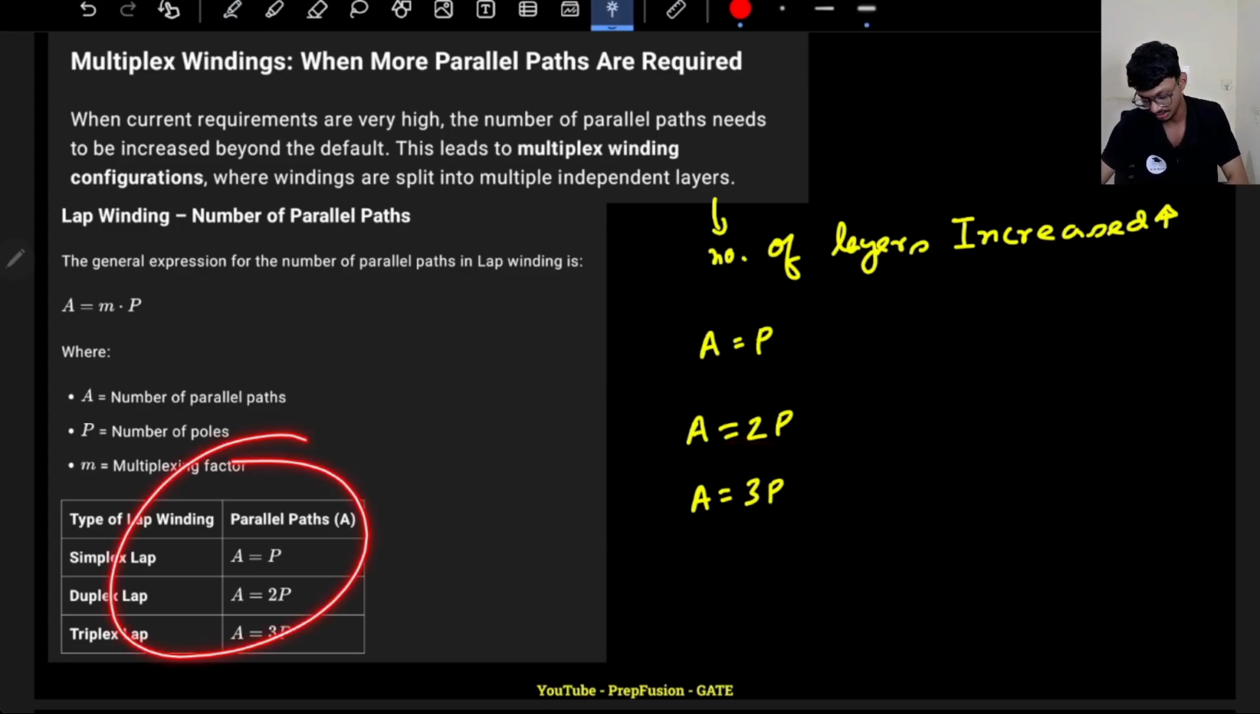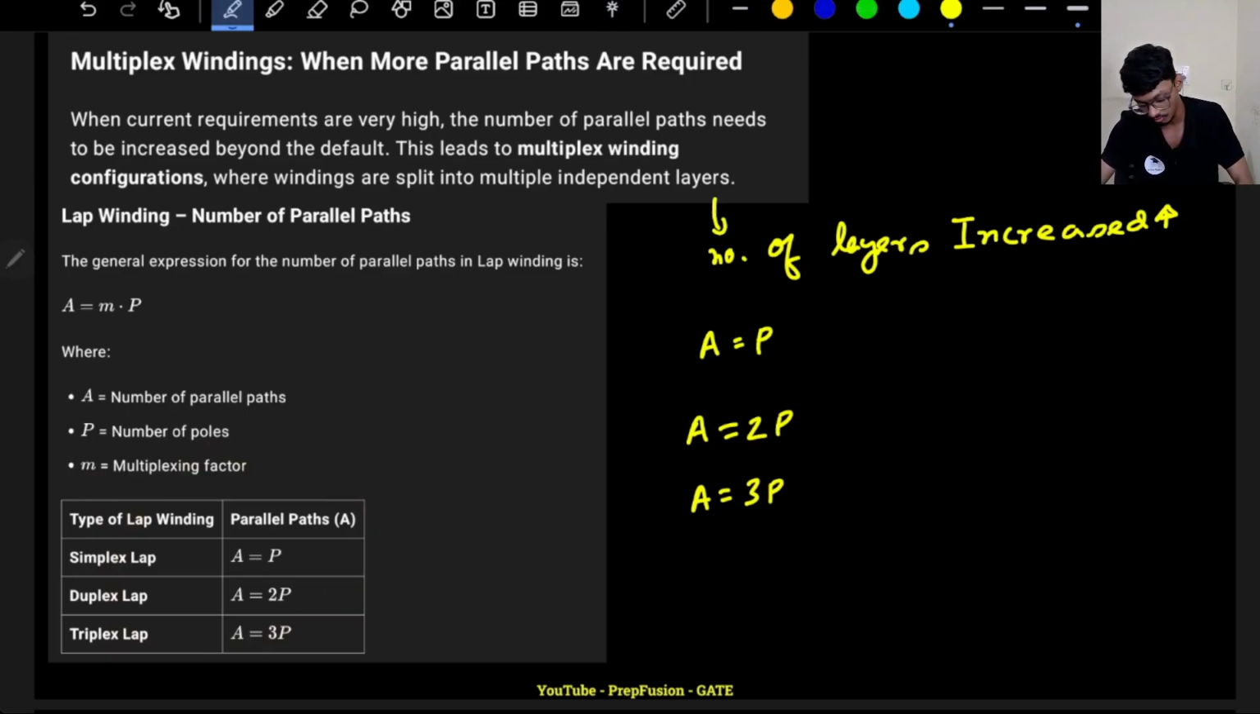These are the examples, I hope you can see, where generally the formula is A equals M P, where the number of parallel paths is equal to M times the number of poles. Okay, that is what my number of parallel paths is equal to.